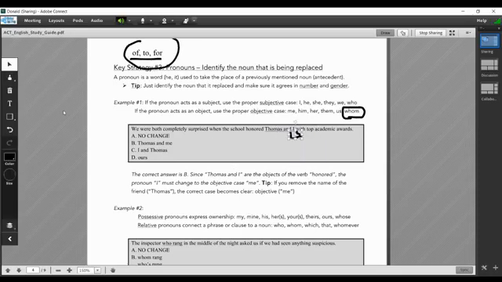So in this case, we have to think about our subject versus object. So is the I an object or is the I a subject? Well, let's think. Is the I doing an action here? No, I don't think it is. The school is honoring Thomas and I. So the school is doing the action. Therefore, it should be Thomas and me. Because me is an object word.